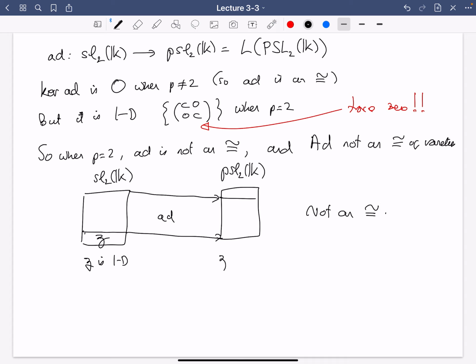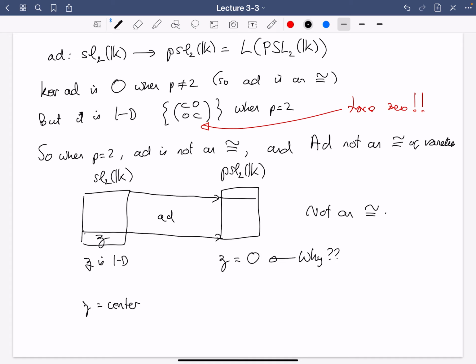In fact, for PSL2, the center, so always Z is center. When you're doing groups, you use capital Z. When you're doing Lie algebras, you use these German letters for everything. So this German Z is the center of a Lie algebra. In the Lie algebra PSL2, the center is 0, in fact always. So maybe we should try and see that. Why is that?